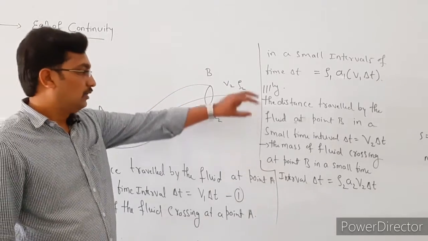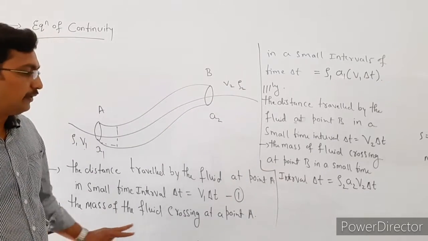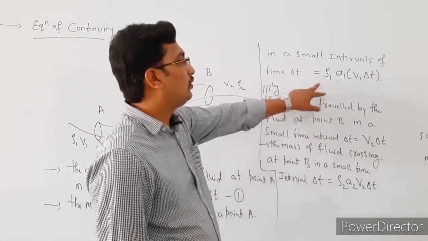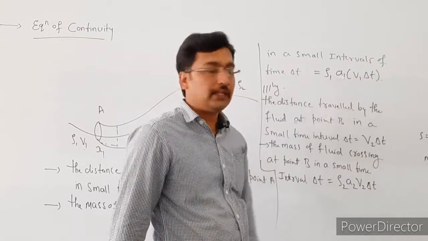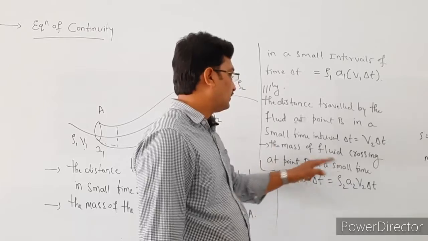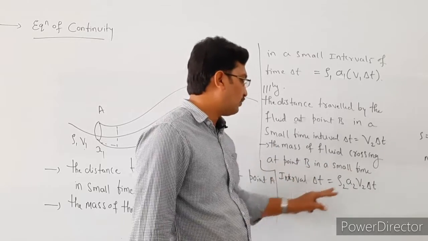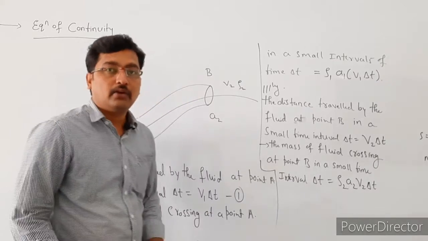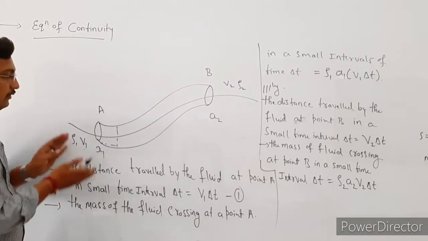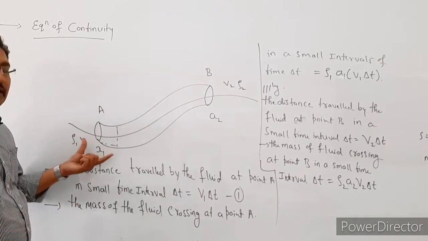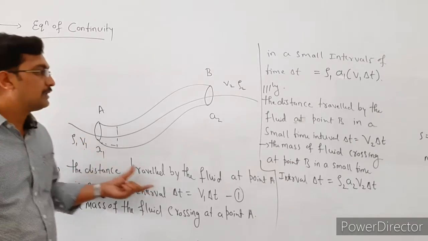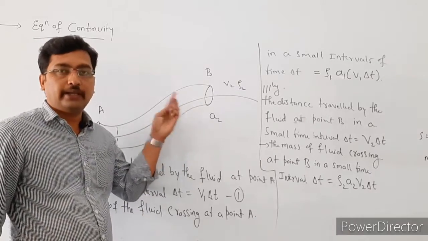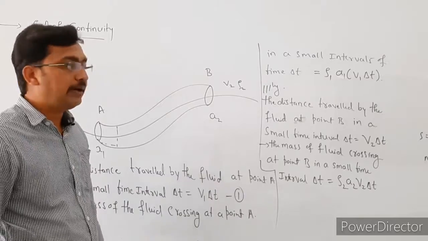See here, the mass of the fluid crossing at point A is rho 1 A1 v1 into del t. Similarly, the mass of the fluid crossing at point B in a small time interval is rho 2 A2 v2 into del t. In this case, the same amount of liquid enters at point A and the same amount of fluid exits at point B.